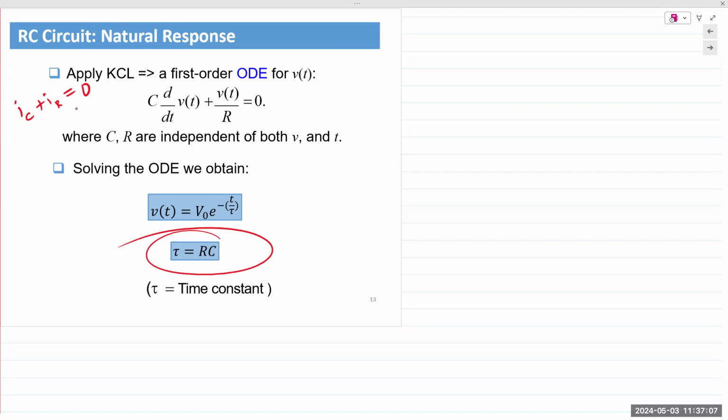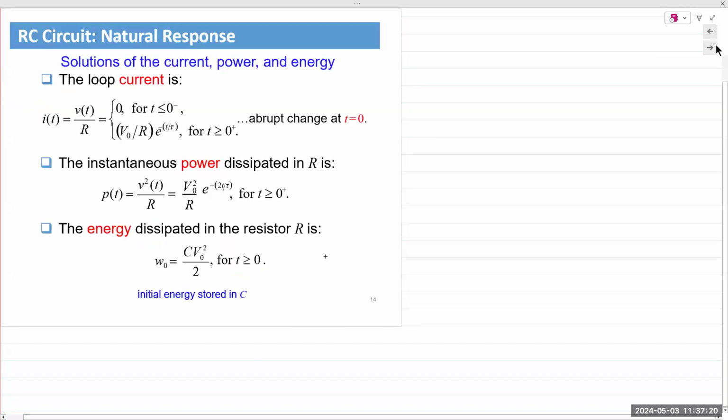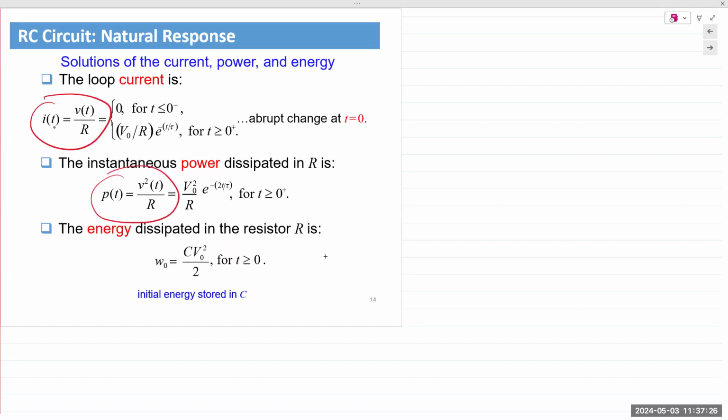And that's why I said one equation to rule them all, because all the equations have a very similar structure. Once you have the voltage equation V of t, apply Ohm's law and you can find I. I is V over R, power is V squared over R. The total energy lost in the resistor is half CV squared. Exactly the same as we saw in chapter 3.